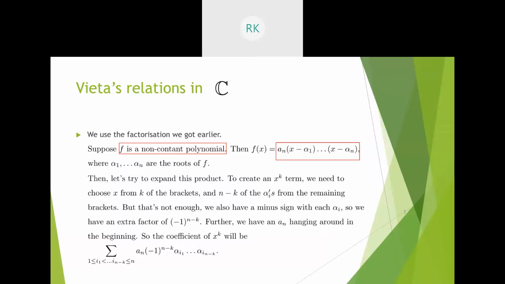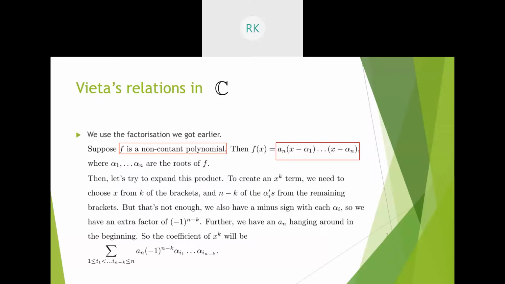Similarly, if you want to create the x squared term, you cannot choose any alphas. You have to choose x from each of these brackets. So a typical term of the form x squared will be a x squared. Similarly, if you want a constant, that is, you don't want any x there, that is, you want the coefficient of x power 0, then you have to consider a times alpha 1 times alpha 2. How we got that is very simple. We are not choosing x from any of the brackets. We are choosing minus alpha 1 from the first bracket and minus alpha 2 from the second bracket, and there is an a in the beginning. That's why you get a times alpha 1 times alpha 2 for the constant term.